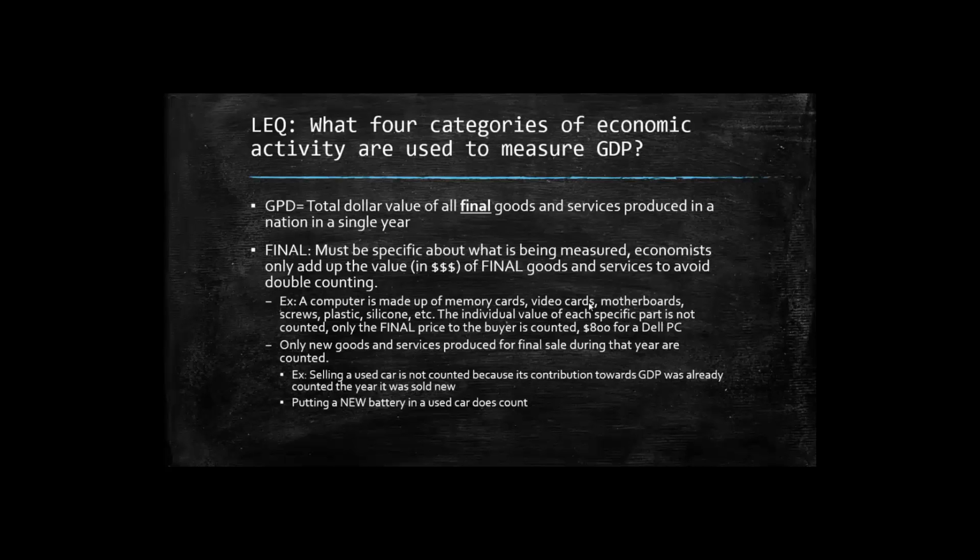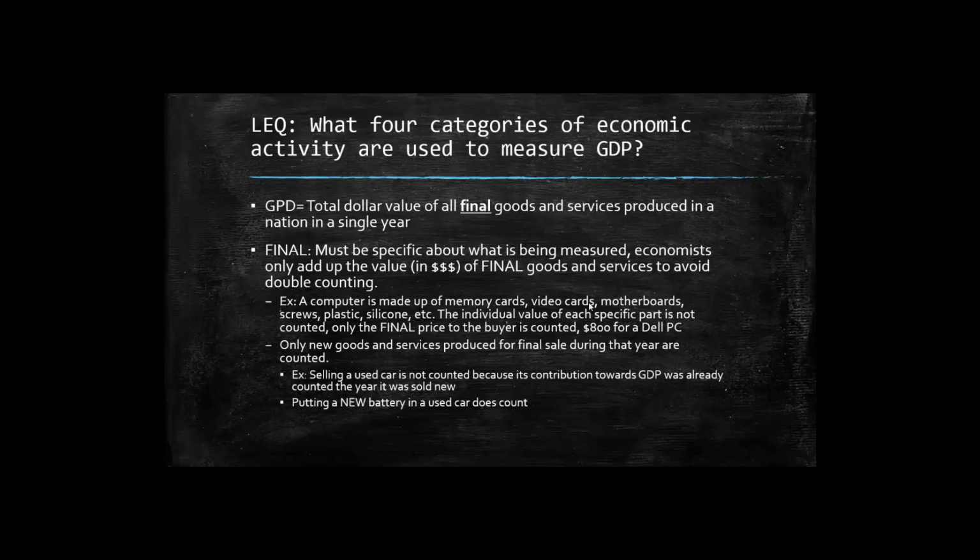Remember, GDP is the value of the final goods and services produced. So if this computer is assembled, and let's say it cost Dell, I don't know, $600 to make, but they want to sell it to the consumer for $800, that $800 is what's counted for GDP.